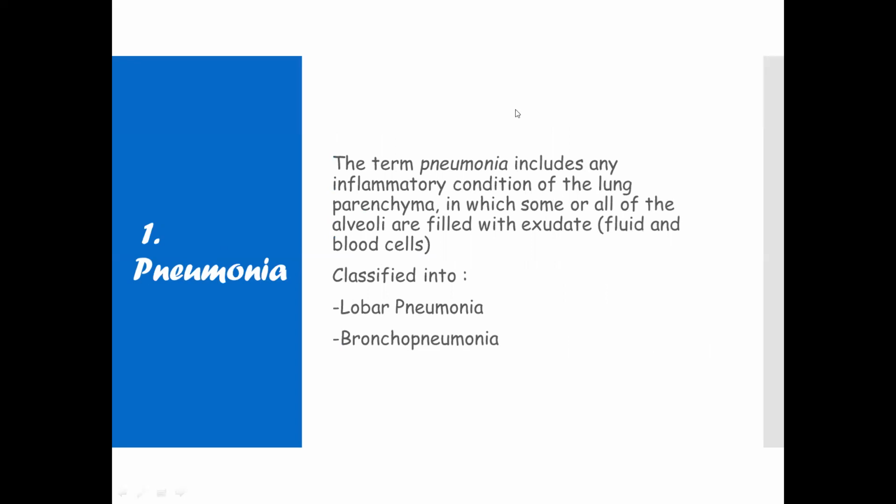So what is pneumonia? Pneumonia is an inflammatory condition of the lung parenchyma in which some or all of the alveoli are filled with exudate, which is basically fluid and blood cells. So pneumonia is classified into lobar pneumonia and bronchopneumonia.